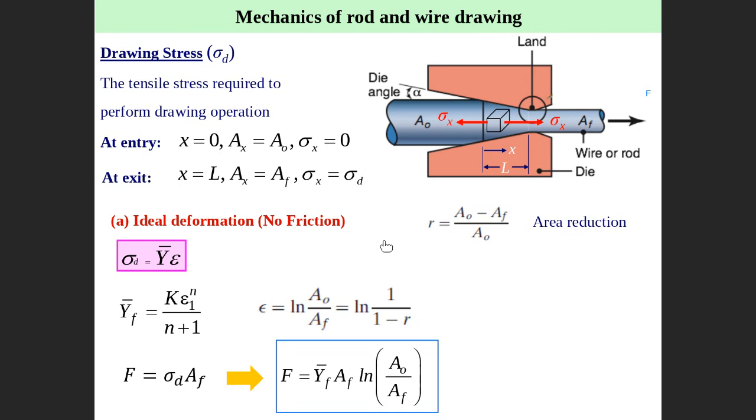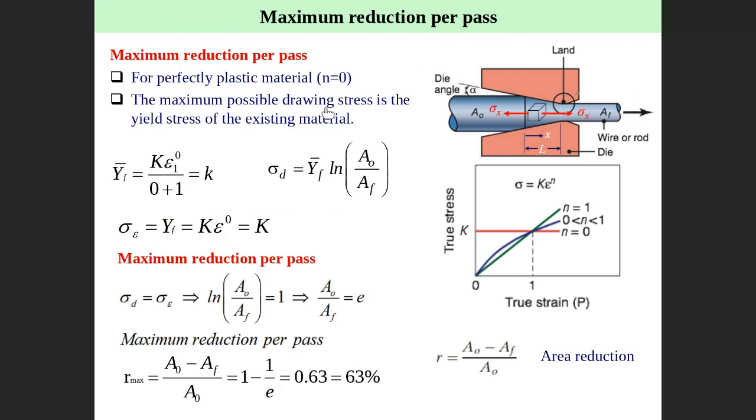So this is the ideal case: stress in the ideal case, force in the ideal case. And also in the ideal case, what is the maximum reduction that could be done in this process? They said that the maximum reduction happens when the material is fully plastic, with n equal to 0.